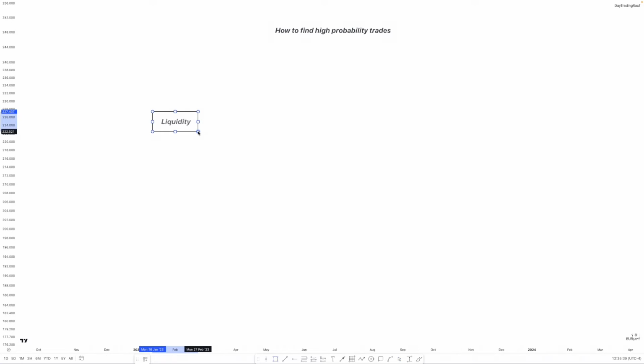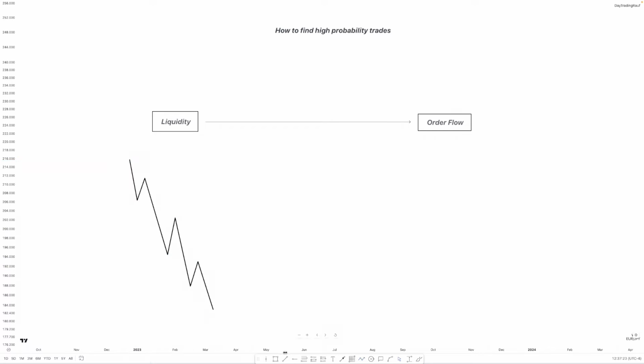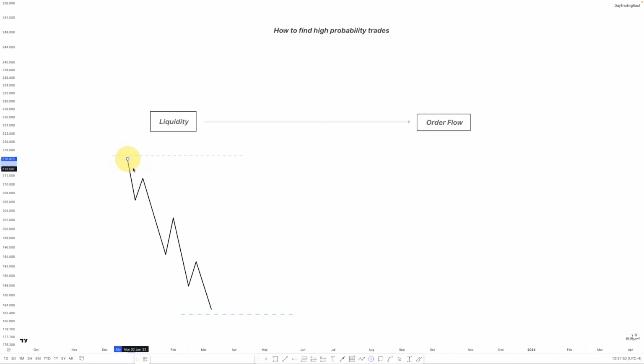Liquidity is the lifeblood of these markets. Once you understand liquidity, this is where we will pair up order flow. So when I am talking about liquidity, what do I mean? The first form is external range liquidity. External range liquidity is when we have a range high and a range low.